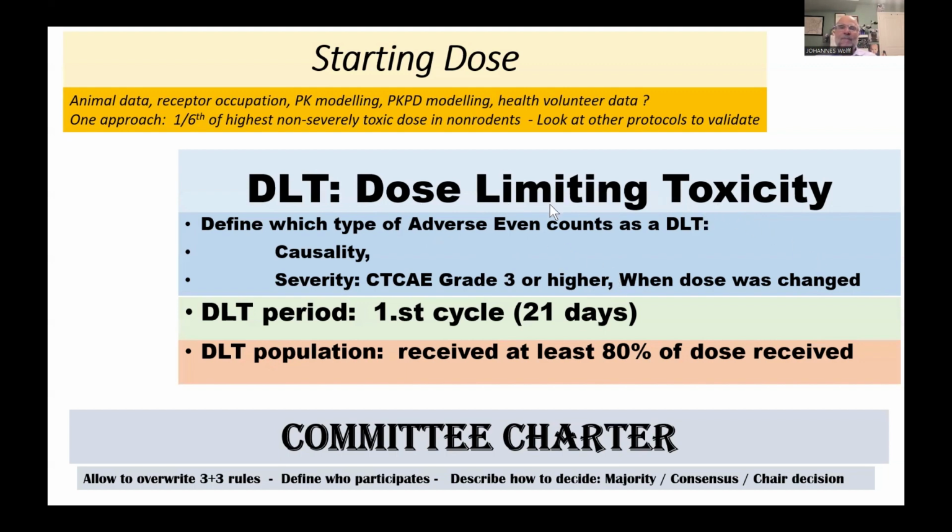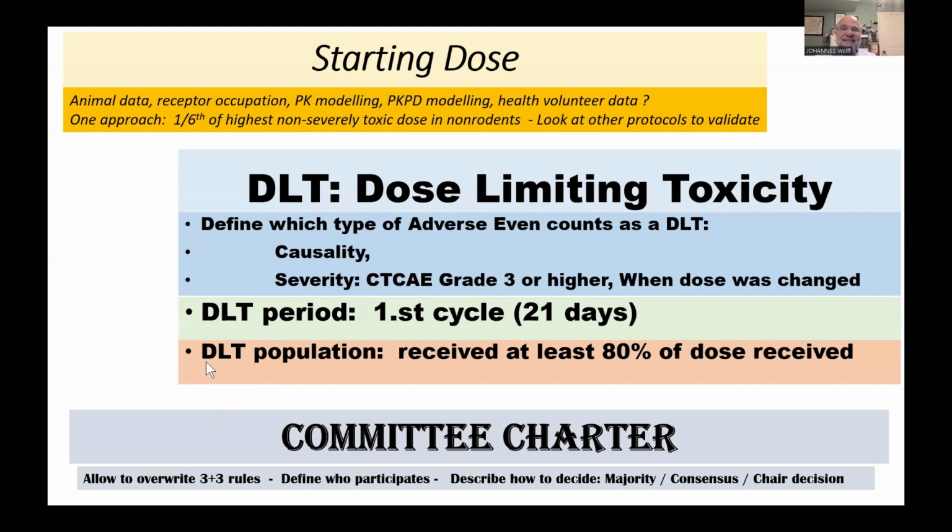There are more. I would say look at other protocols and copy some of it, but think about it before you copy it. Almost equally important is the DLT period. It is easier to define. Commonly, the first cycle of treatment, and that's often 21 or 28 days, is used for that. Sometimes, in particular by drugs that have long-lasting, slow-occurring adverse events, more than one cycle. That obviously makes the protocol much slower.